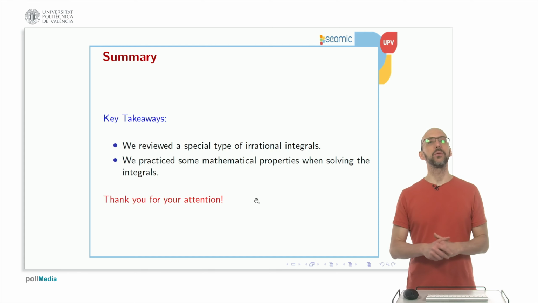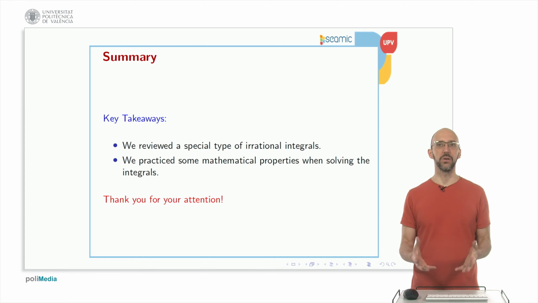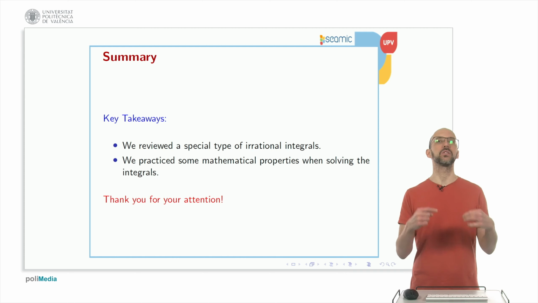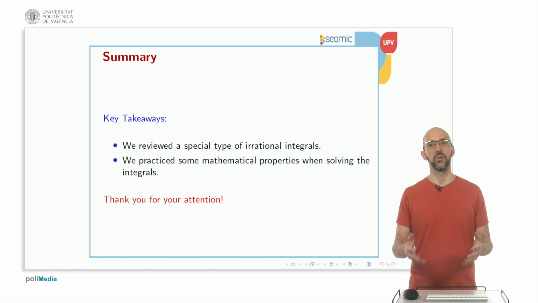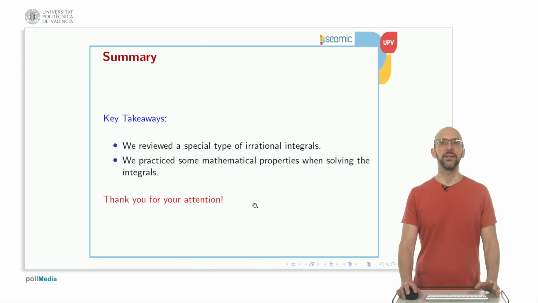So guys, what have we seen in this exercise? We just solved a specific type of irrational integral, the one that is 1 over the square root of x squared plus bx plus c, and we practiced some mathematical properties when solving this integral. I hope you find this helpful, and thank you for your attention.